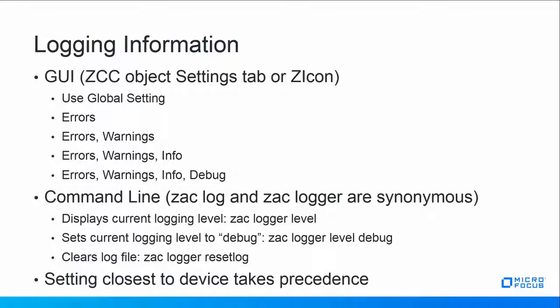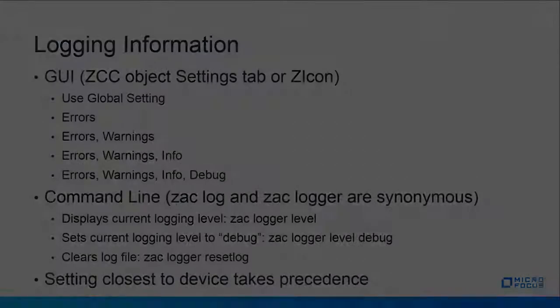When these settings are set between the ZCC and the local device, the setting that's closest to the device takes precedence. For instance, if there's a global setting on the ZCC object for the folder that the device sits in, and you manually set on the device a debug level, that debug level takes precedence. Let's have a walkthrough.